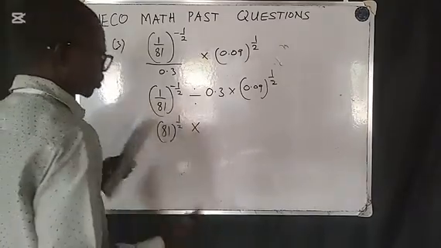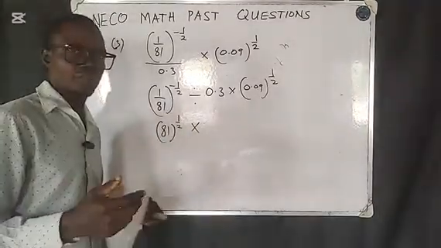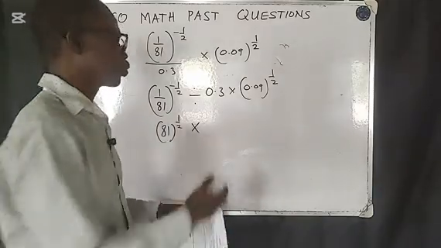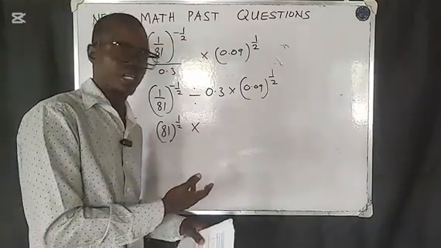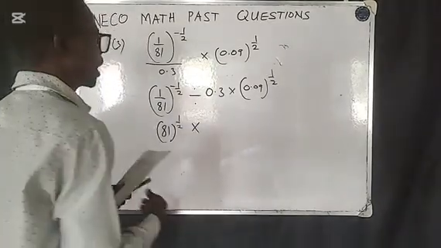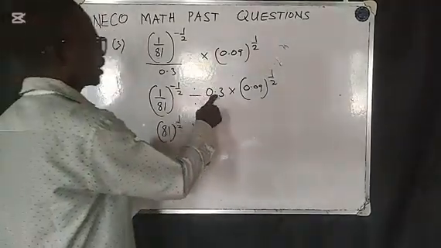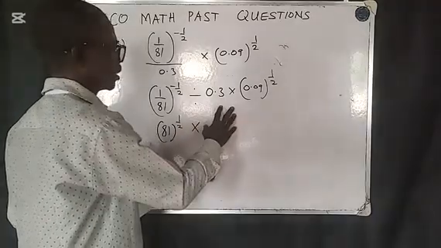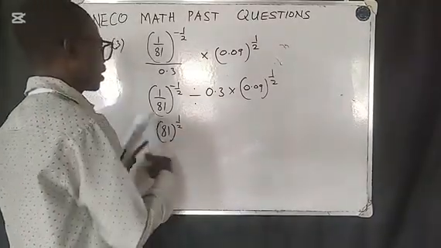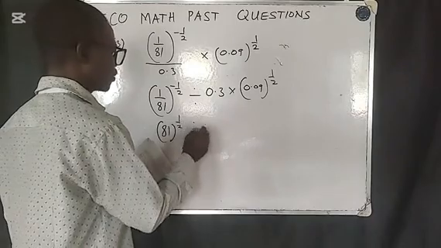I'm solving as if I'm solving a theory exam. When you're solving a theory exam, you show your working. So I'm showing you my working now. So division will change to times. This 0.3 is the same as, let me leave it first. Let me leave the division first.